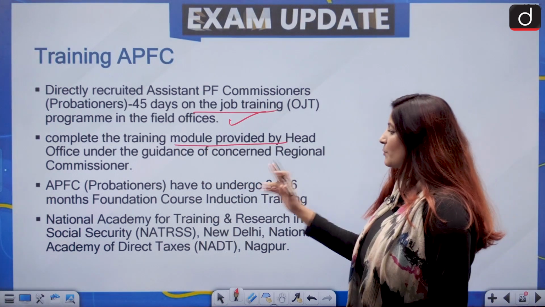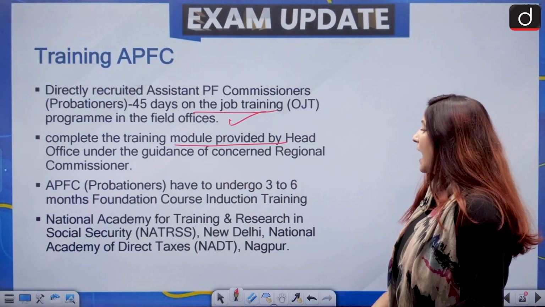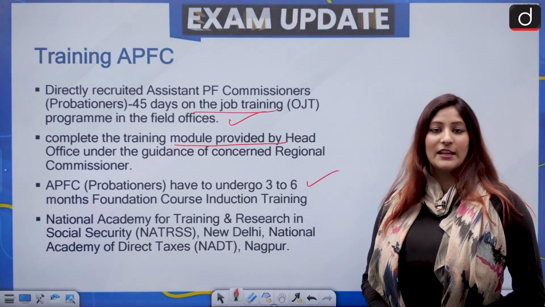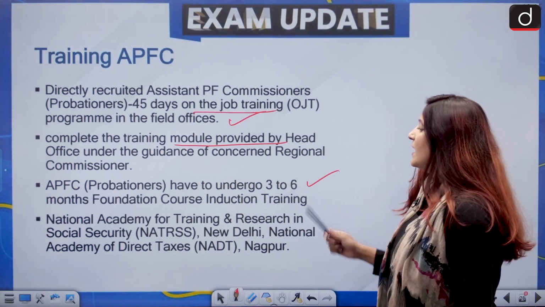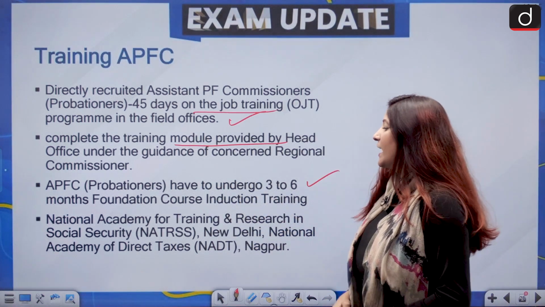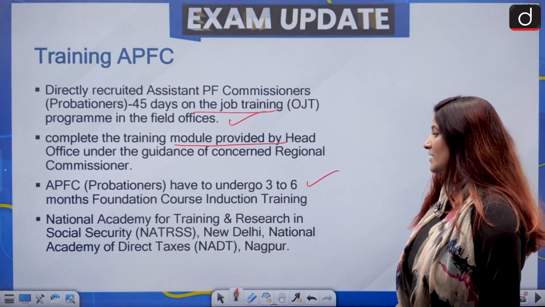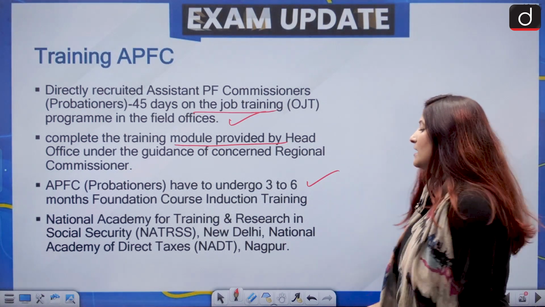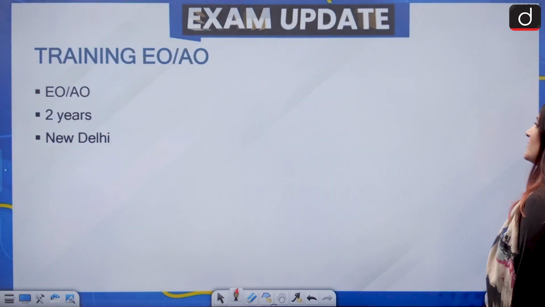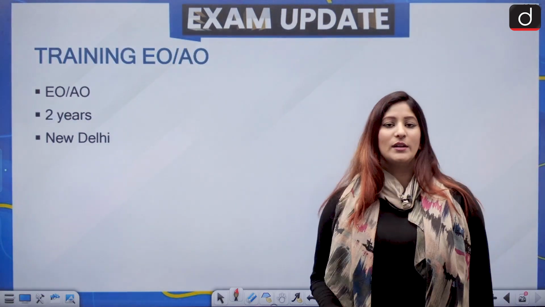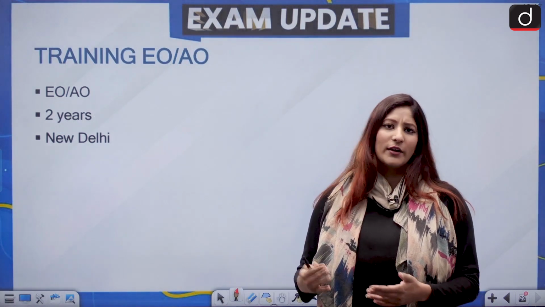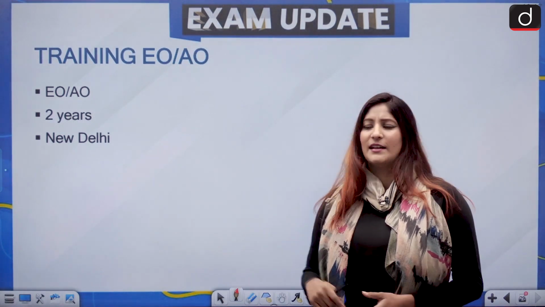Then APFC probationers who are in probation have to undergo 3 to 6 months of foundation course as well, like you have in LBSNAA for IAS. And that happens in the National Academy for Training and Research in Social Security, New Delhi, and National Academy of Direct Taxes in Nagpur. For Enforcement Officer, it happens in New Delhi only for 2 years, and then they get their particular cadres according to the necessity of the government. They can be sent anywhere.